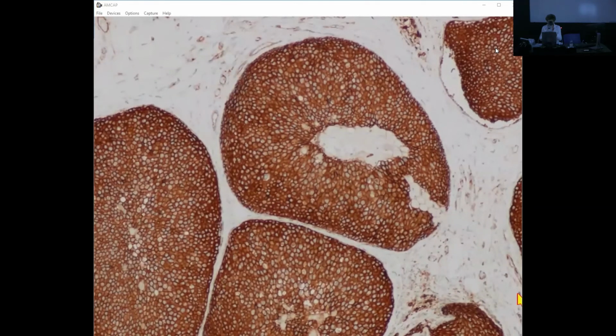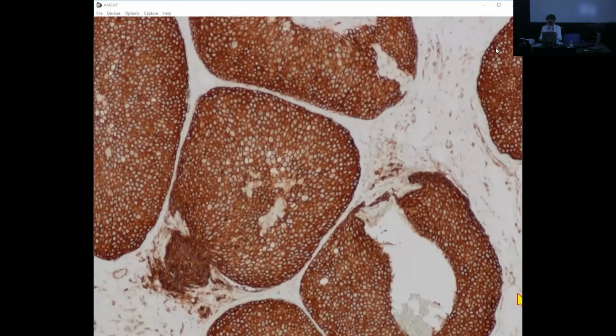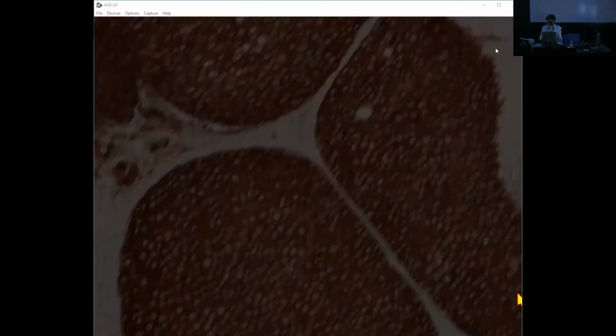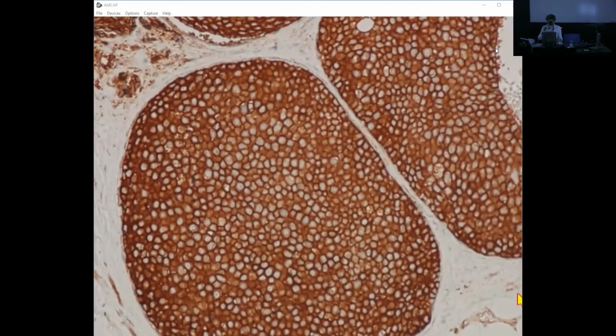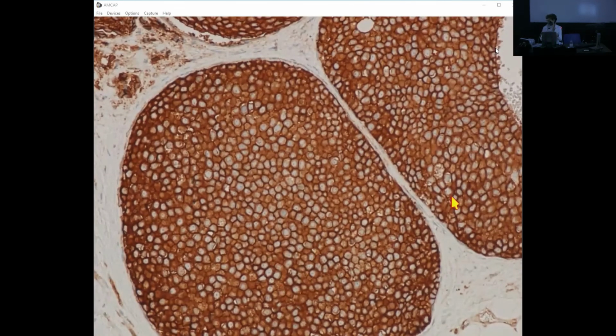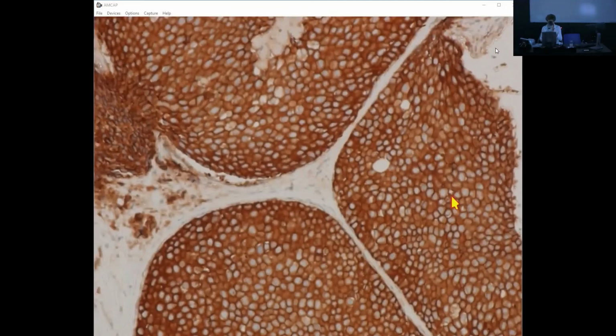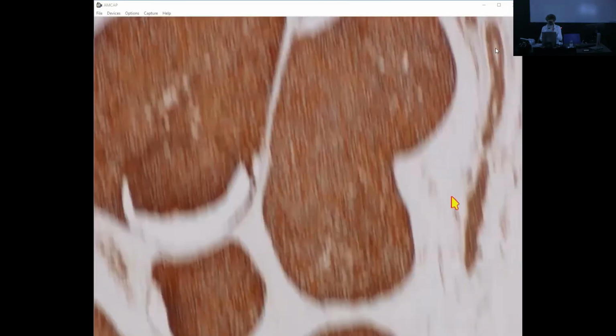There is a lot of membrane staining, but there is also a lot of cytoplasmic staining. And in some areas, you can almost see the two very distinct. Here there is membrane staining, here is cytoplasmic staining. So how to interpret a case like this? Is it ductal or lobular?